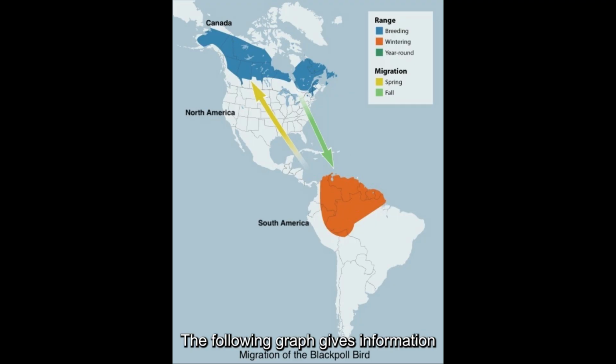The following graph gives information about bird migration in the continent of America. In this graph, Canada is marked as a breeding area in blue, and the north of South America is marked as a wintering area in orange. According to this graph, birds will fly northwards in the spring from the wintering area to the breeding area, as the yellow arrow shows. And birds will come back in the fall to the wintering area, as the green arrow shows. In conclusion, this graph is very informative.